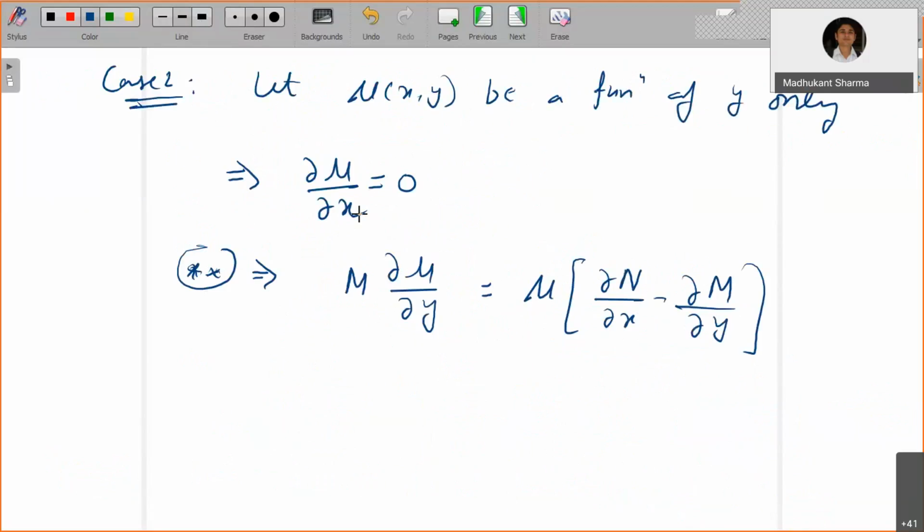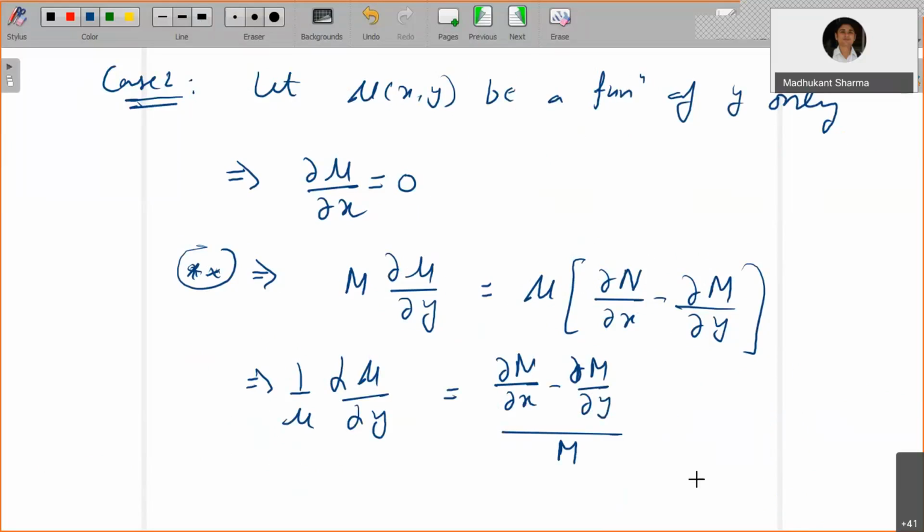Since mu is a function of y only, we follow the same steps as before: d mu by dy times 1 by mu equals (dou n by dou x minus dou m by dou y) divided by m, which is purely a function of y only, so we can denote it by, let's say, h of y in this case.